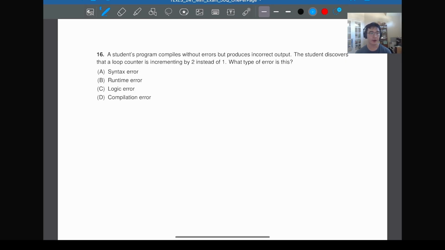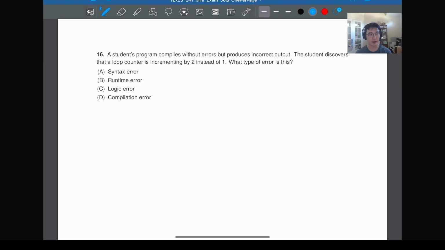B, runtime error. So a runtime error would crash the program while the program was actually running. But it seems like this program is able to run. It's just that it's incrementing by the wrong value. So it's not a runtime error. C, a logic error. Yes, this would be an example of a logic error because the logic is wrong. The program is supposed to increment by 1, but instead it's incrementing by 2. Those are considered logic errors.